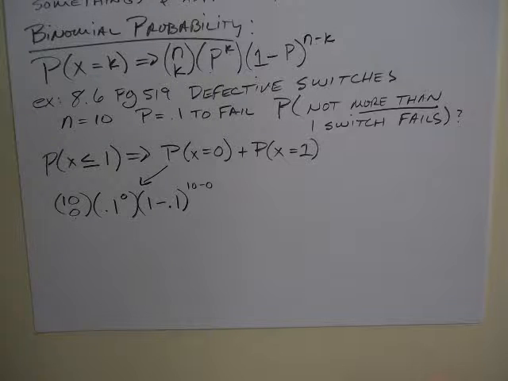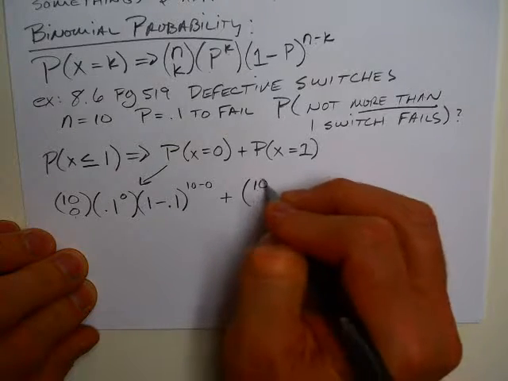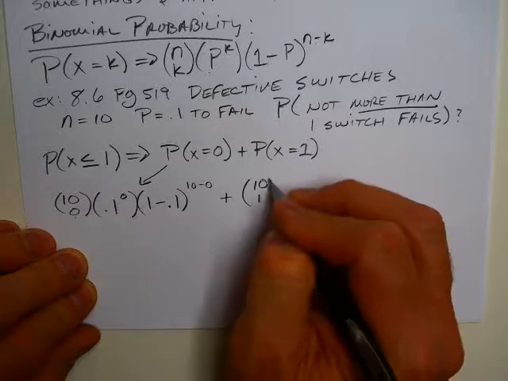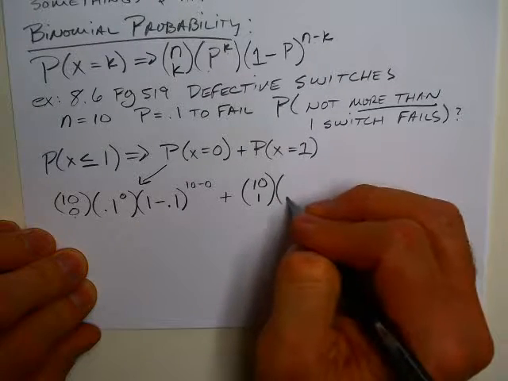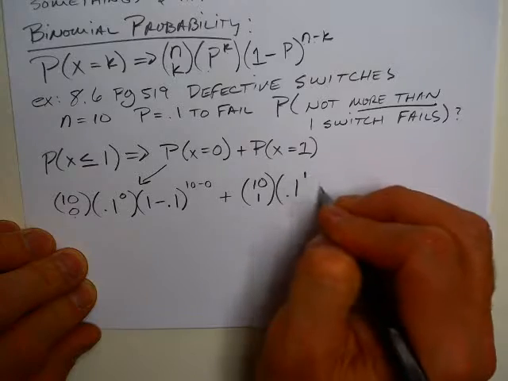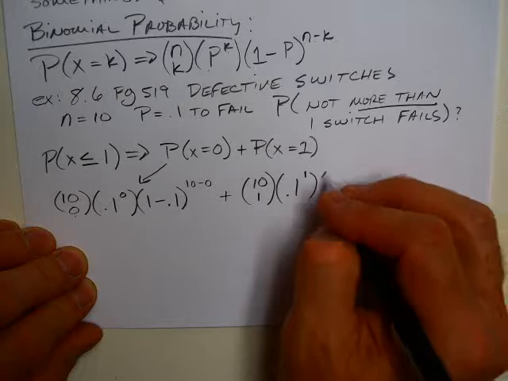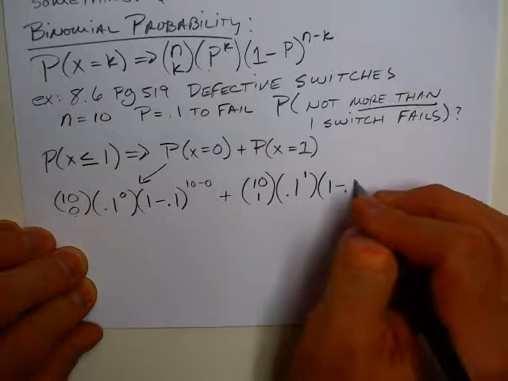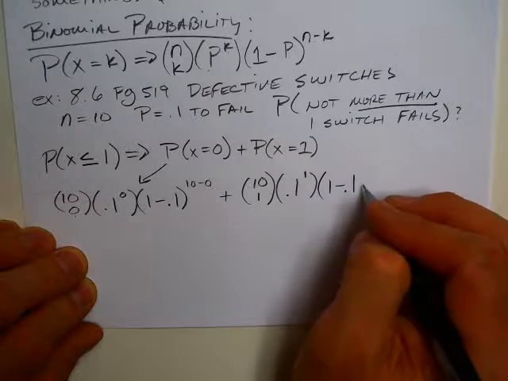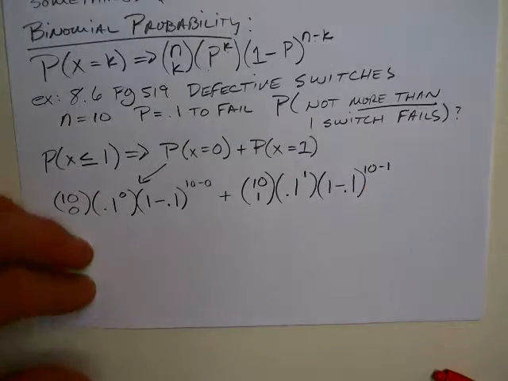But before I do that, I'm going to do the same thing like this, because that's going to be plus this other probability. 10 switches, 1 fails. The probability of a failure is 0.1. I'm going to raise that to the k power, which is 1 in this case, times 1 minus the probability that 1 fails, 1 minus 0.1 to the 10 minus 1 power.